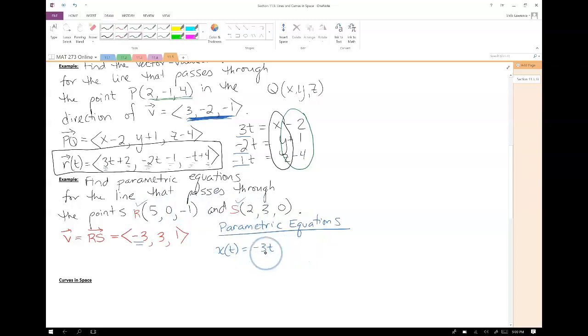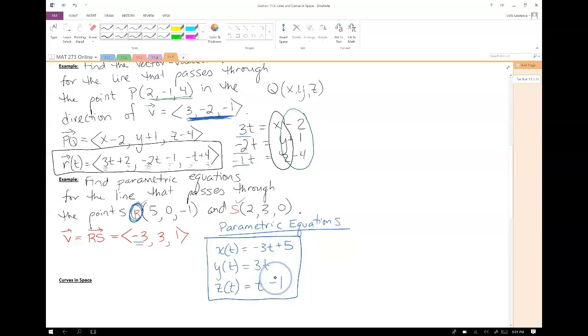to decide whether you're going to use R or S. So we could either say +5 or +2, but you have to pick one and be consistent and use that same point every time. So I've used 5, which means I'm using R, so all of the rest of them have to use R as well. So y of t is going to be +3t plus 0, and then z of t is just 1t minus 1.